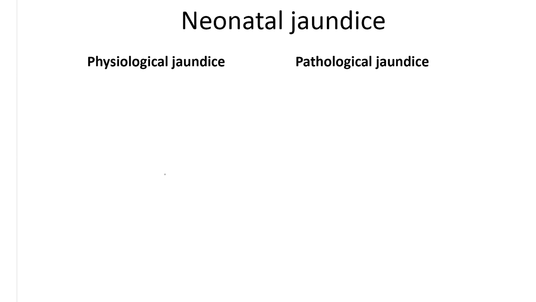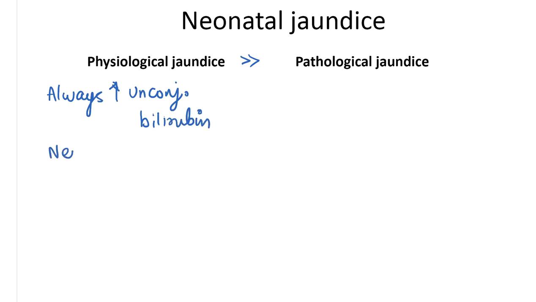Now, as a general term, remember some points about physiological and pathological jaundice. First up is physiological jaundice, which is obviously more common compared to pathological jaundice. Physiological jaundice is always an increase in the unconjugated fraction of bilirubin. And please remember, physiological jaundice never appears on day 1 of life.